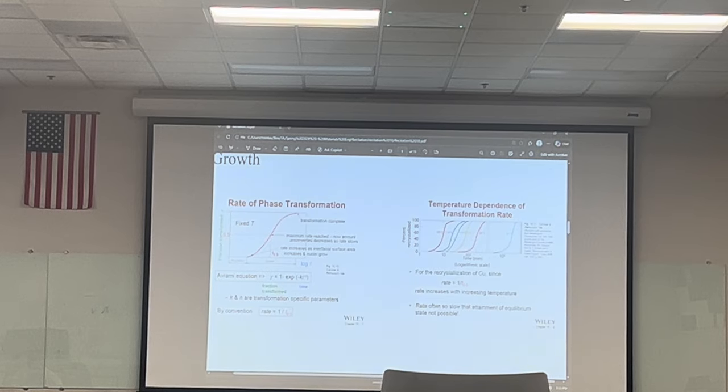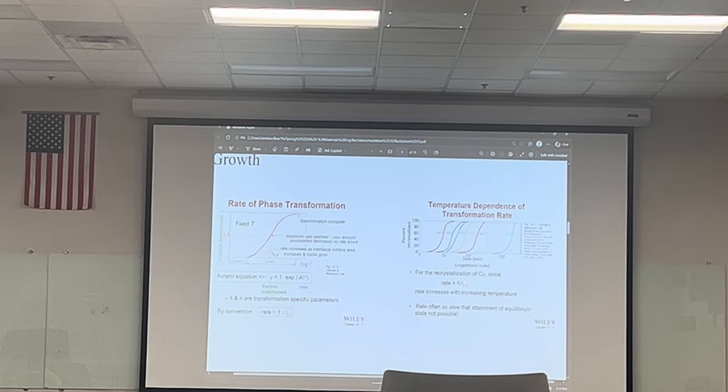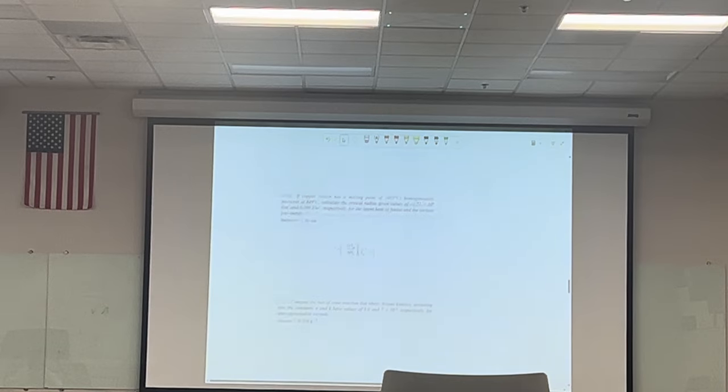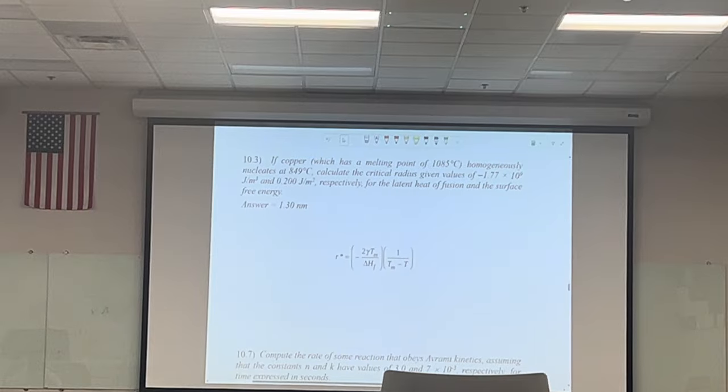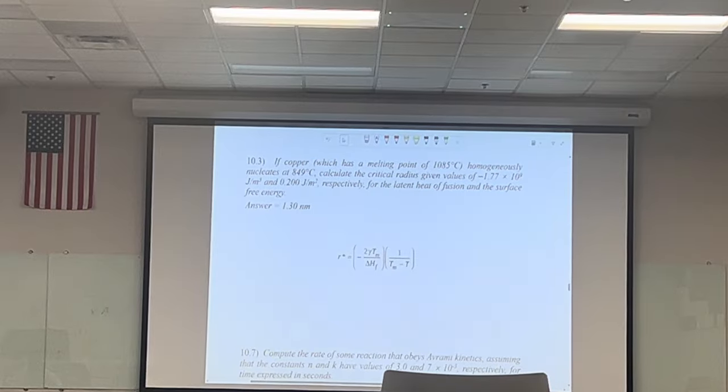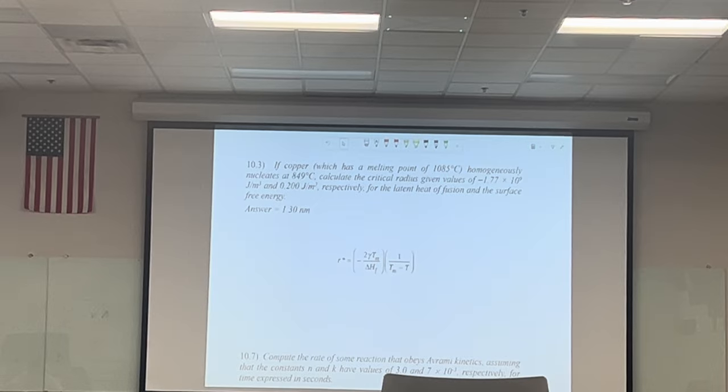This figure on the left depends on the temperature. So for different temperatures, we have different curves. So let's focus on the first problem here. It says if copper, which has a melting point of that, homogeneously nucleates at that temperature, calculate the critical radius given values of that and that for latent heat of fusion and surface free energy.